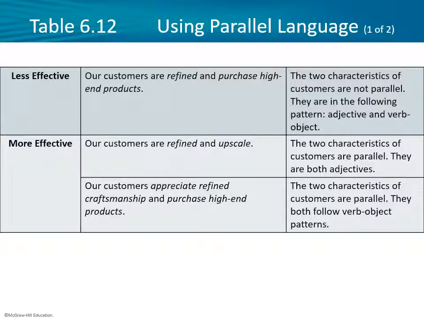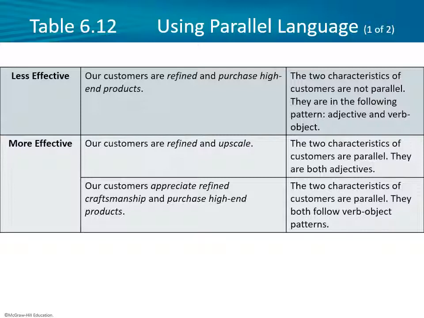So if it's "evaluated 12 student projects," the next thing needs to follow that same pattern. So "completed 12 credits." What would be some other ones? "Interned at 7 companies." You get the idea.